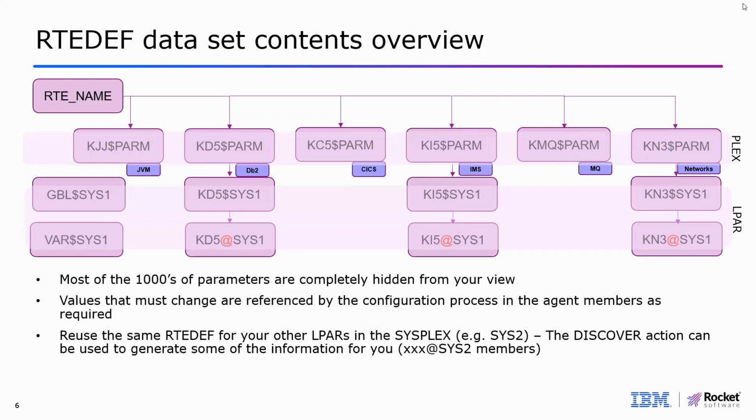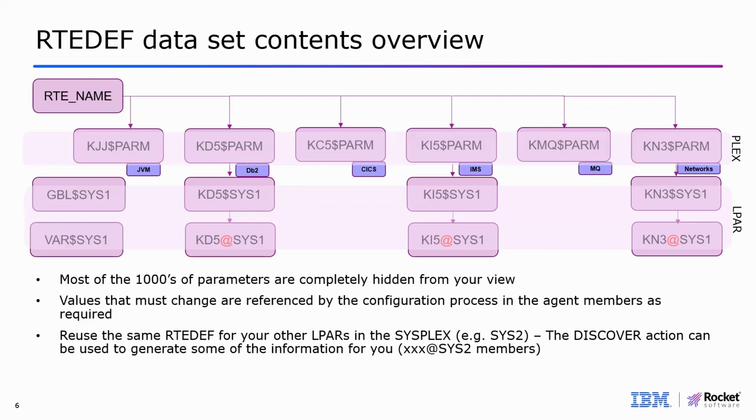And then we also implement a hierarchy structure for those members. So you see on this slide that there are Plex level members on the upper part of the screen. They all end with the suffix $parm. So this means that if you specify a parameter here, it is valid for all the RTEs of the sysplex that is contained in this RTDEF dataset. So you can store the configuration for all your runtime environments of a specific sysplex in a single RTDEF dataset.